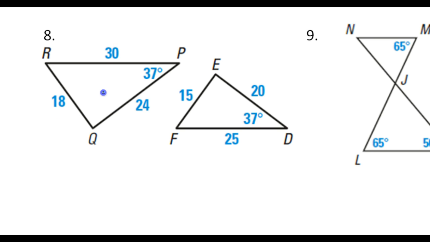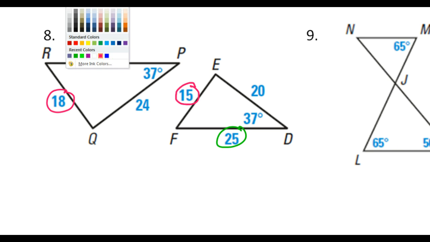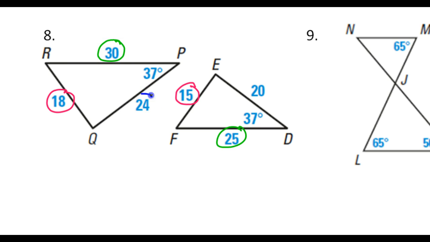Let's do this. Let's pick the biggest one and make it green. So this is the biggest, so that'll be green. Now the biggest among these three is the 25. So those would be corresponding. Alright, now let's do the smallest and make it pink. So this is the smallest over here. This is the smallest over here. Alright, let's do the remaining one in blue.